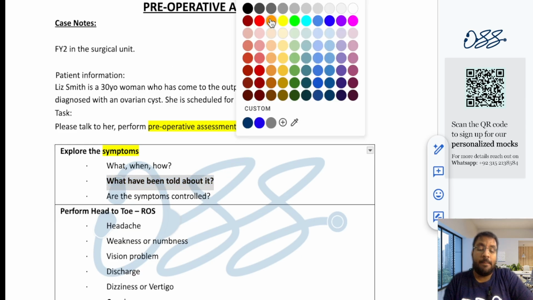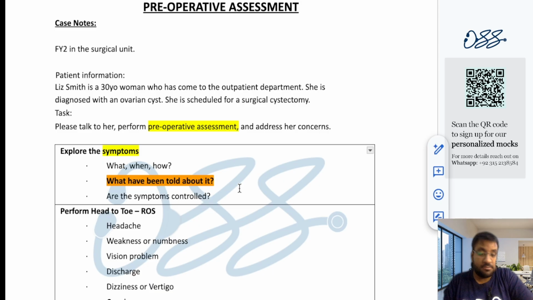About a particular condition, about the surgery, about the diagnosis. Just an open-ended question: what have you been told about your condition? What have you been told about the surgery that is scheduled? Just to try to understand what understanding the patient has about their condition or about the procedure that they're about to undergo. And then you're going to ask, are the symptoms well controlled?